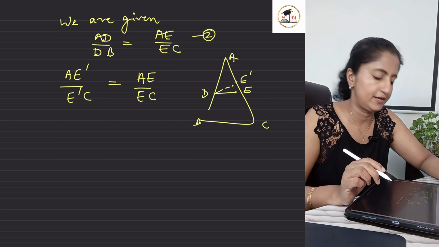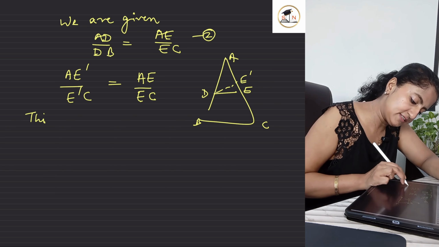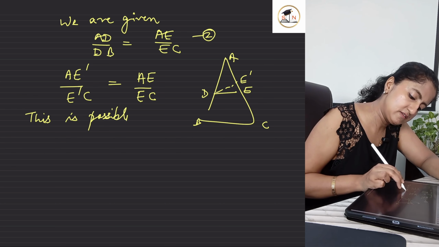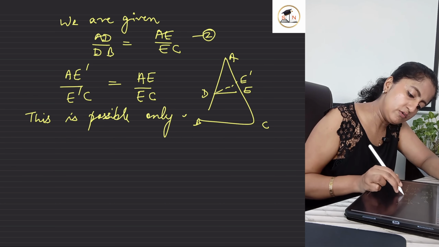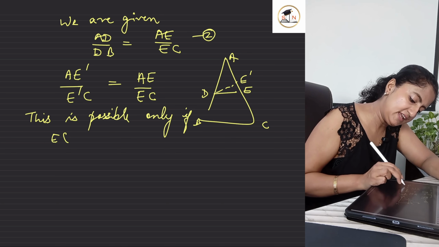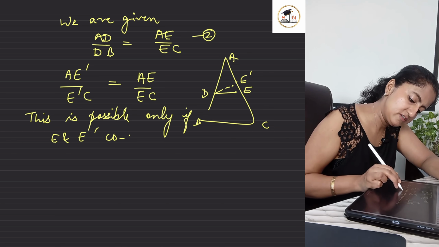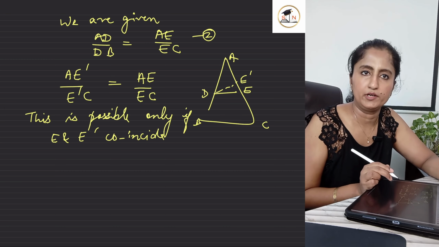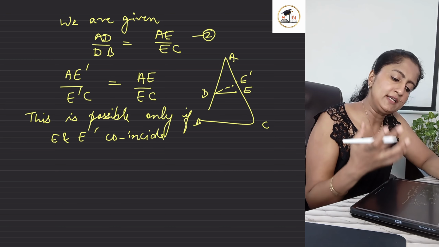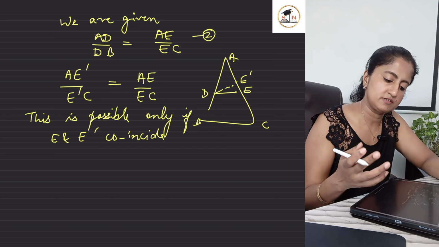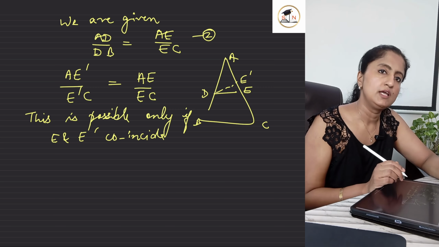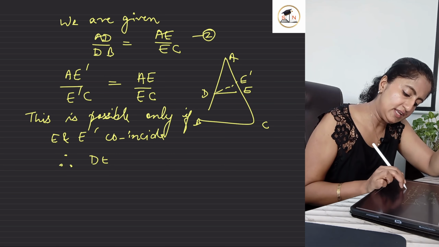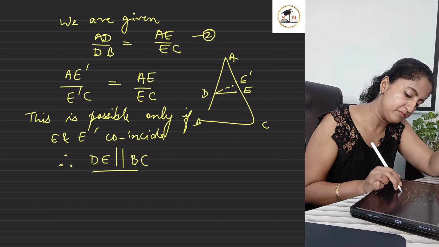And this is what we are supposed to write over here. This is possible only if E and E dash coincide. Coincide means they both are lying at the same point. Okay. So when we know that it is possible only if E and E dash coincide, and we had already known that DE dash was parallel to BC, therefore, DE is parallel to BC.